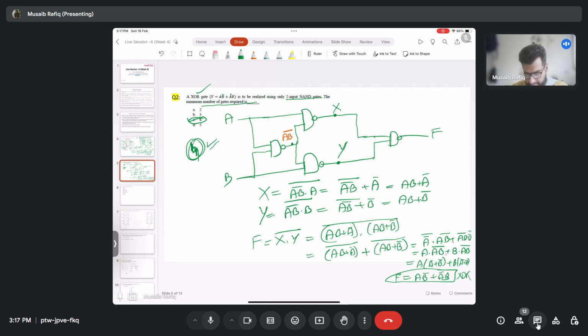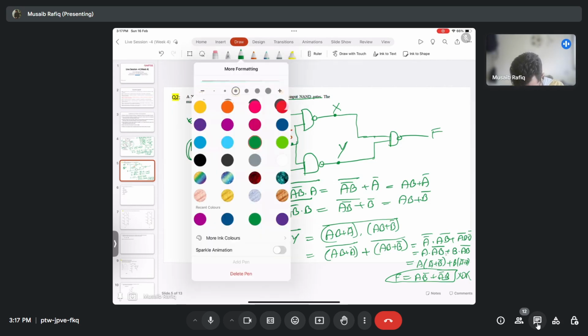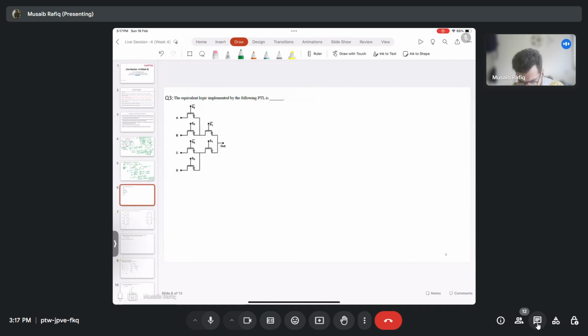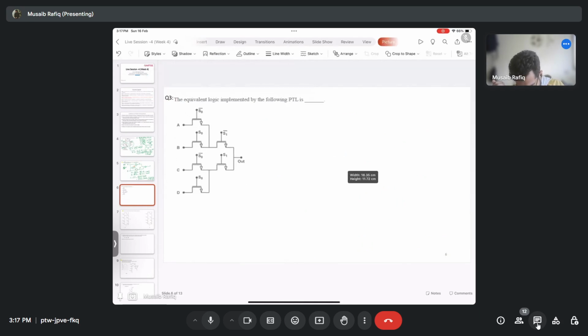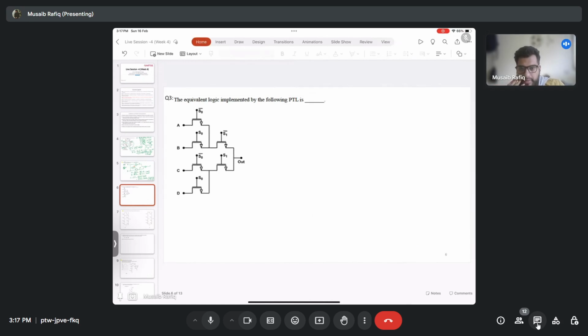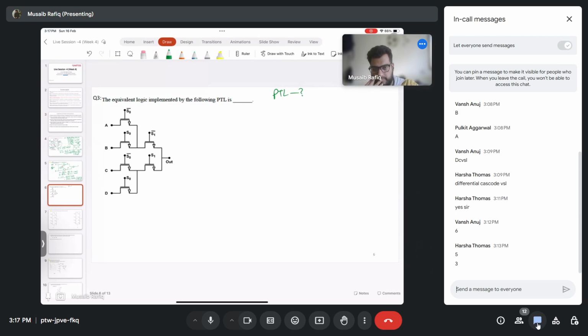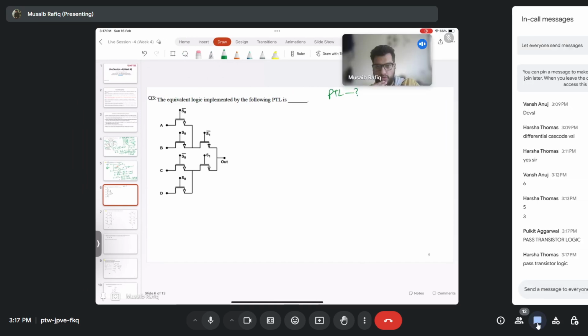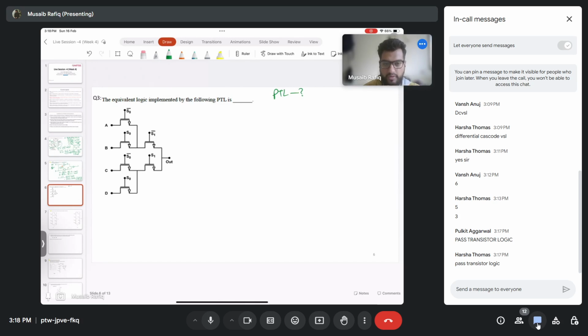Just a second. That is question number three of today's live session. So let me make it a bit bigger. The equivalent logic implemented by the following PTL is. Before we go forward, what does PTL stand for? Correct. It stands for pass transistor logic. So you need to tell me what logic is implemented by the below pass transistor logic circuitry. Can anyone tell me what this is?